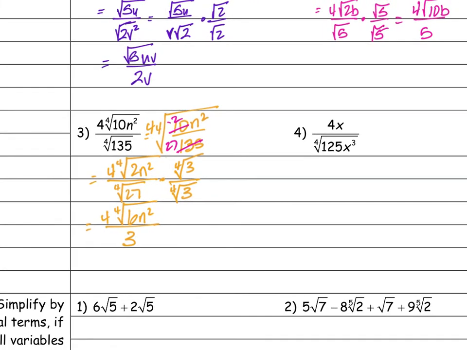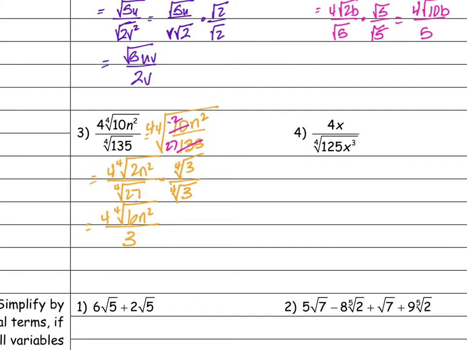Wait, so then why did you put it with the 3? I don't know why. 27 times 3 is 81, and the fourth root of 81 is 3. Got it. Because, right, 9 times 9 is 81, and that's 3 times 3, and 3 times 3, 4 3s. Yeah.